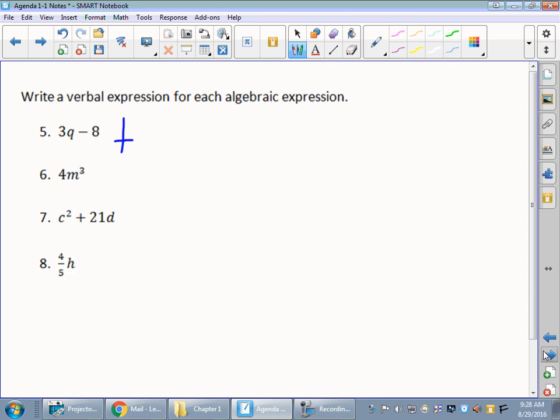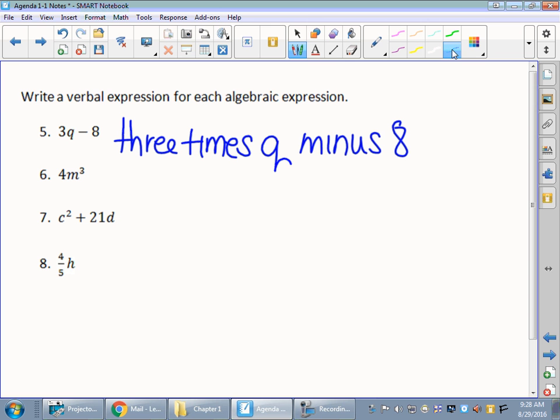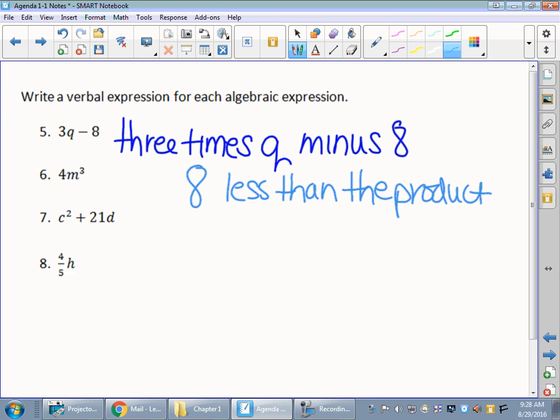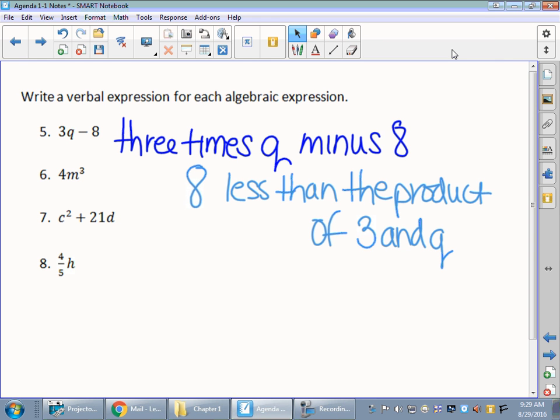Well, I would say 3 times q minus 8. You could say 8 less than the product of 3 and q. You could say just 3q minus 8. 3q subtract 8 is kind of awkward. I'm going to stay away from that. Stick with a minus instead of a subtract. But the thing about these verbal expressions is there's a lot of variety and a lot of different ways you could say it.